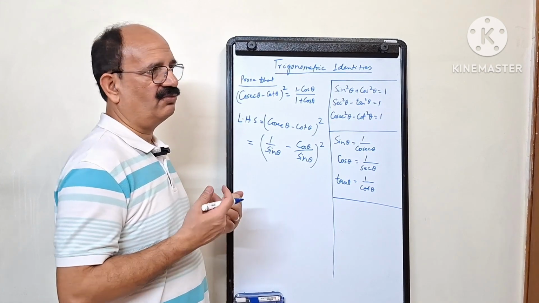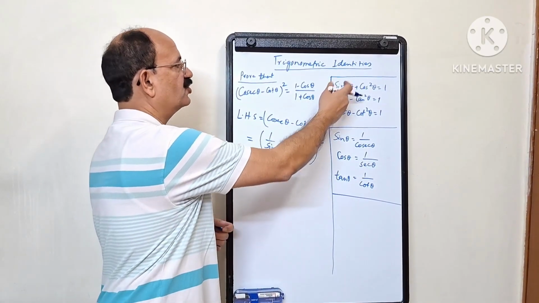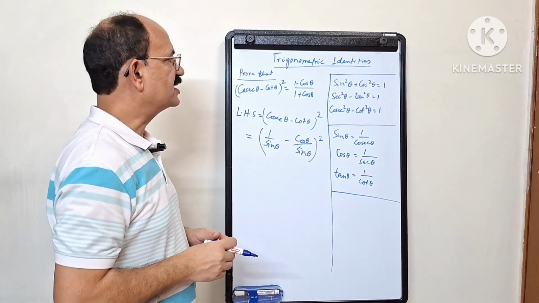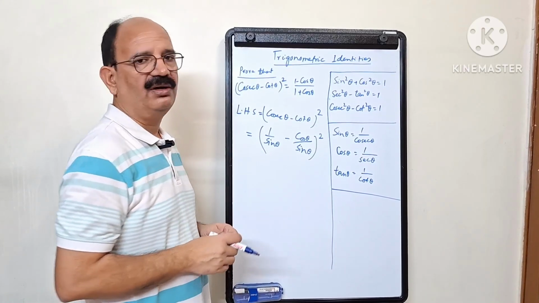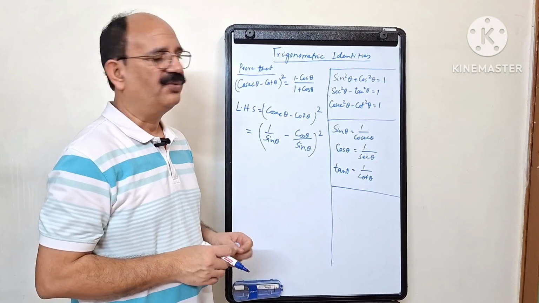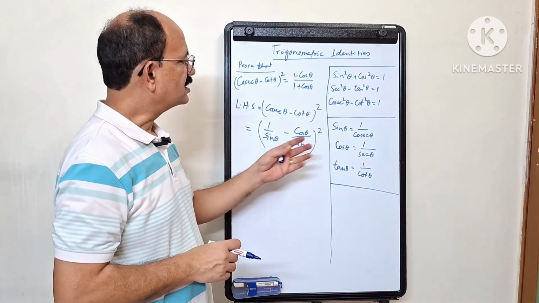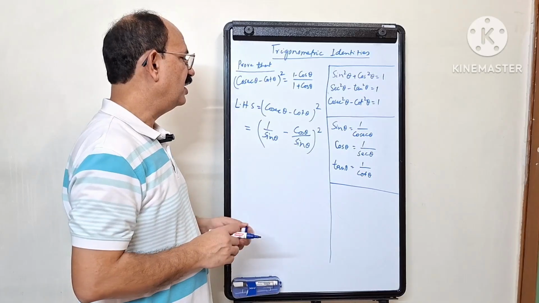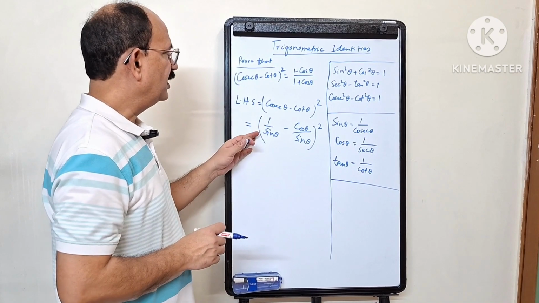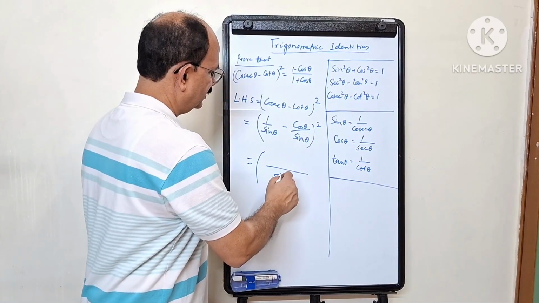What weapons do we have to solve these problems? Weapons are these trigonometric identities. Sin square theta plus cos square theta is equal to 1. Sec square theta minus tan square theta is equal to 1. Or cosec square theta minus cot square theta equal to 1. We can also use these relationships. Sin theta is equal to 1 upon cosec theta, cos theta is equal to 1 upon sec theta, and tan theta is equal to 1 upon cot theta. Let's move forward.